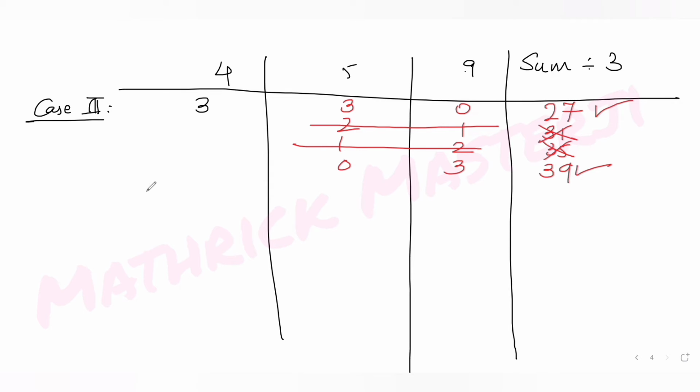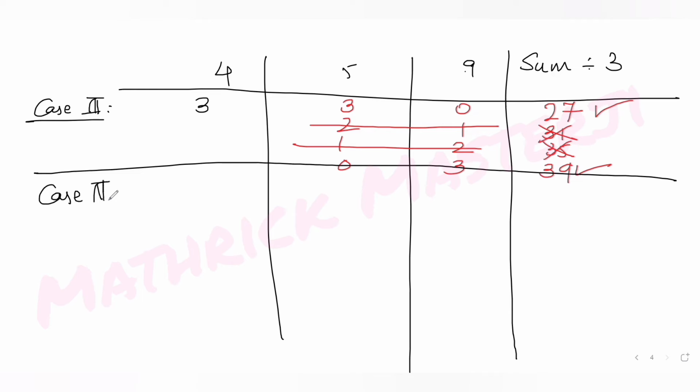Now once you have that, let's talk about case 4. In case 4, we have 4 4s. If I have 4 4s, I have here two options left for either placing 5 or 9. So it can be 2 0, 1 1, or 0 2. Now once I have this case, 2 5s is 10, and 4 4s is 16, so it's 26. So that is not possible because it's not divisible by 3.